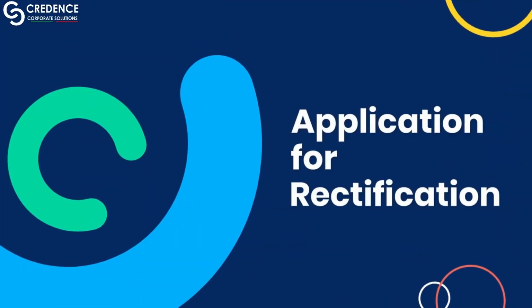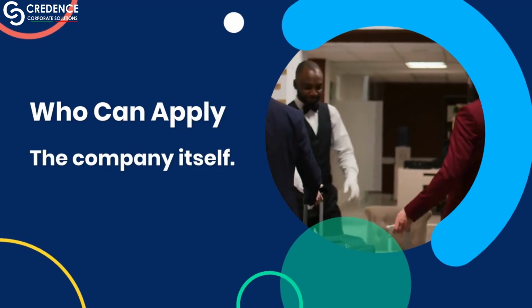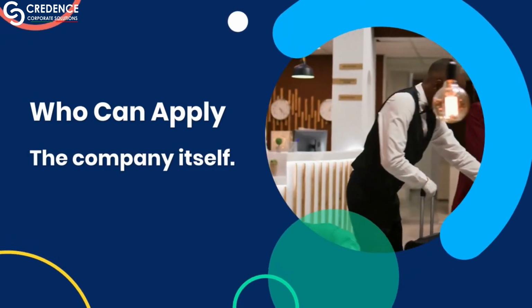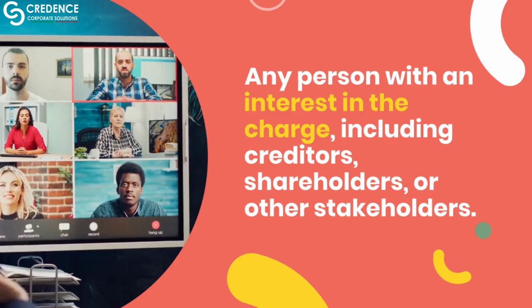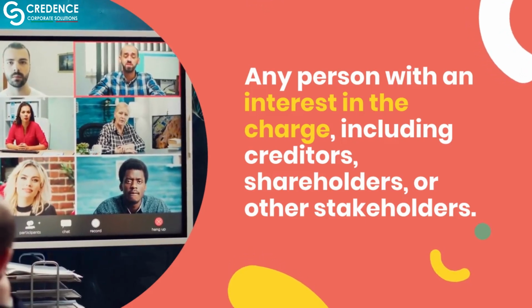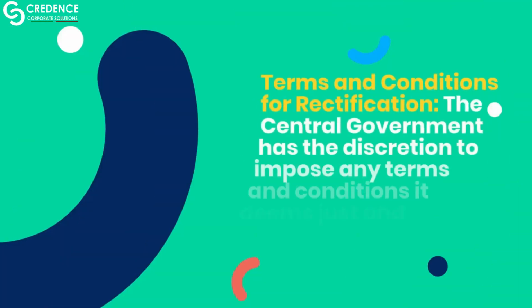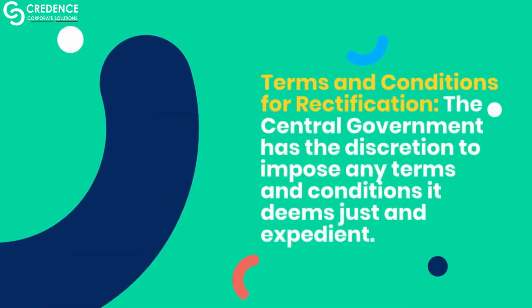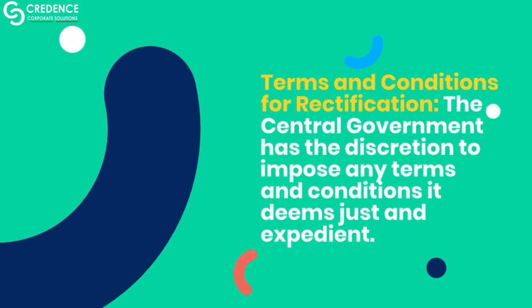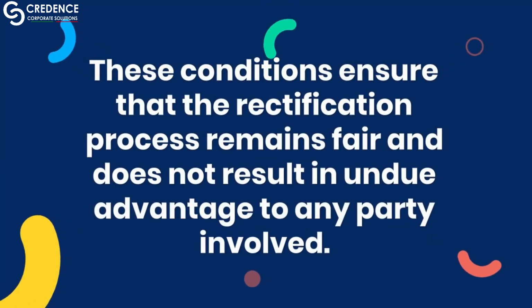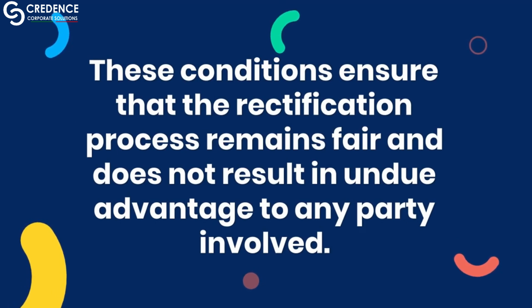Application for rectification. Who can apply? The company itself. Any person with an interest in the charge, including creditors, shareholders, or other stakeholders. Terms and conditions for rectification. The central government has the discretion to impose any terms and conditions it deems just and expedient. These conditions ensure that the rectification process remains fair and does not result in undue advantage to any party involved.